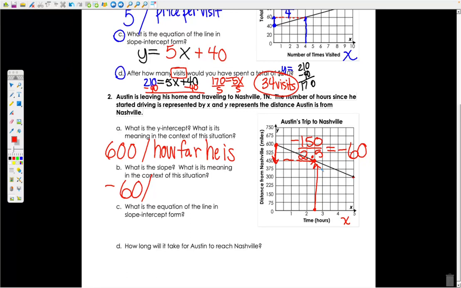But what does this mean? How many miles he's going per hour? It's basically like he's losing those, like that's how much closer, because it's knocking it off his miles to get there. Think about that for a second. 60 miles is getting him closer. Every hour he's getting 60 miles closer. So we're just going to say that is the number of miles closer per hour.